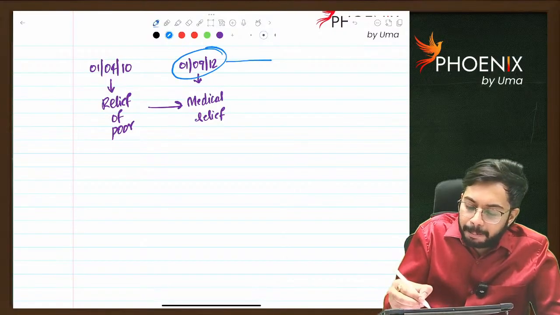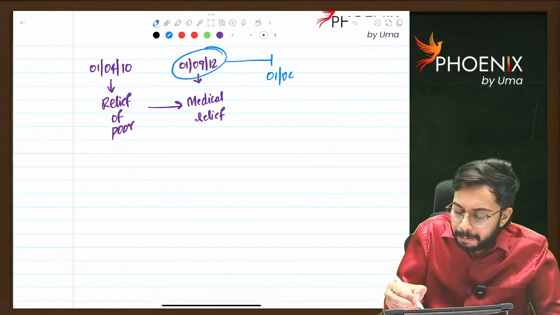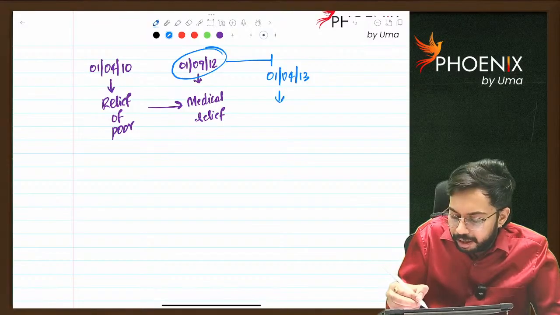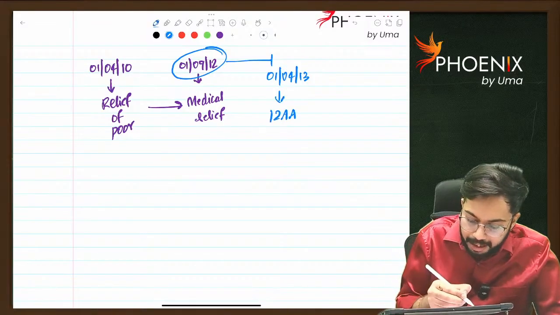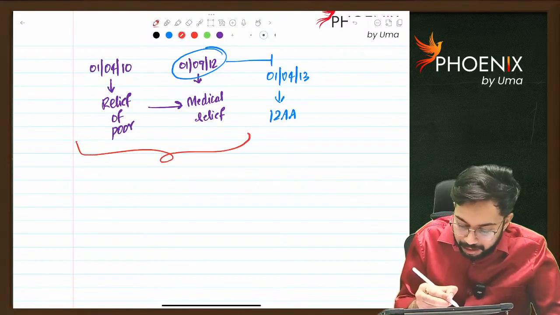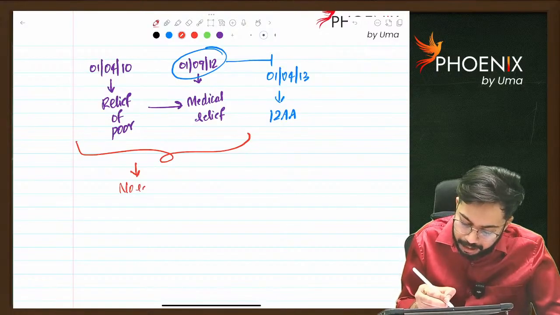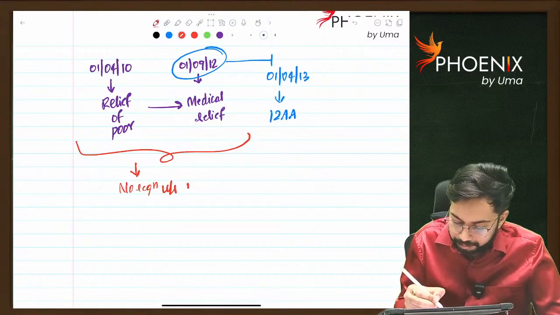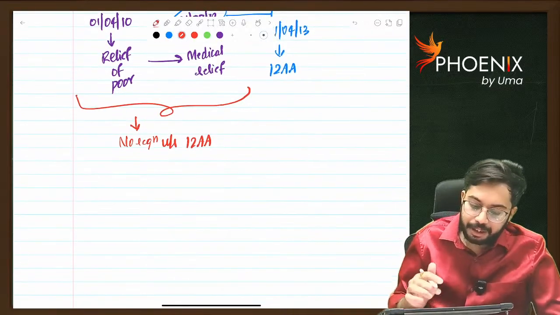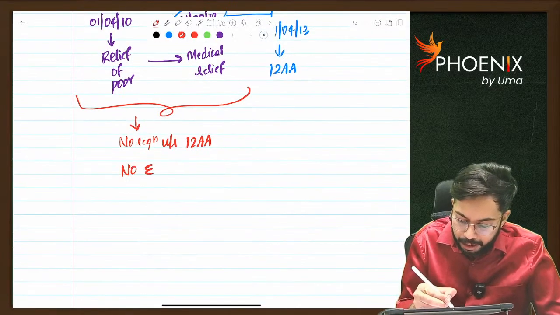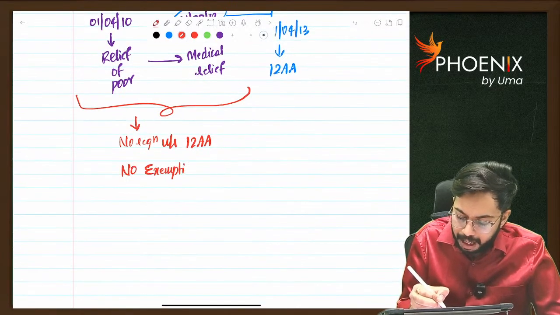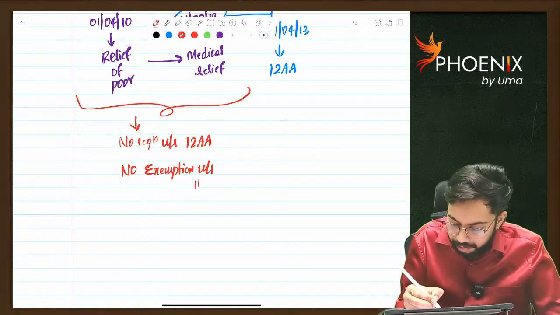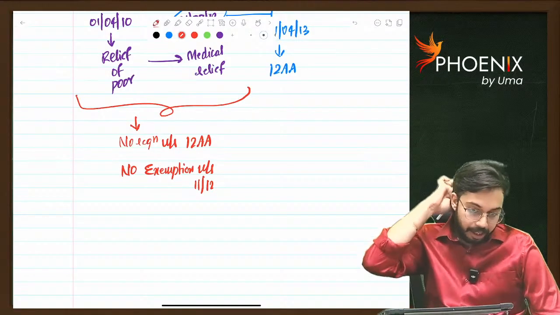Again, it applied for registration under section 12AA on 1st April 2013. That means during this period, there is no registration under section 12AA, right? As there is no registration under section 12AA, no exemption can be claimed under section 11 or 12.